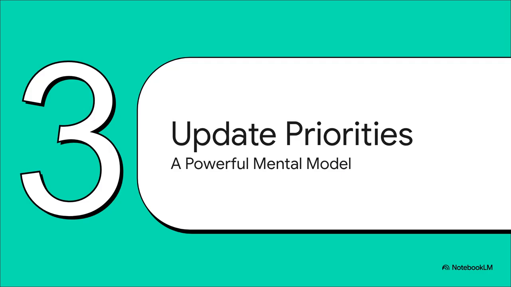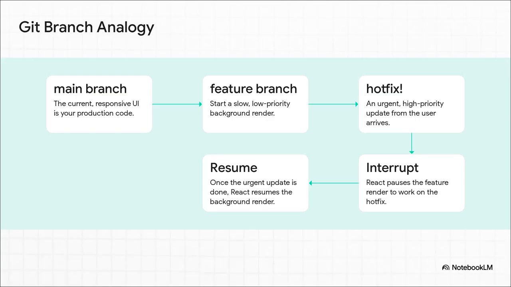So to really tap into this new power, we need a slightly different way of thinking. It's a really powerful mental model where we start separating our updates into two buckets, the urgent stuff and the not so urgent stuff. And you know, there's a fantastic analogy for this that developers will get right away. Git branching. Think of your current snappy UI as the main branch. When you start that slow list filter, it's like you're starting work on a feature branch in the background.